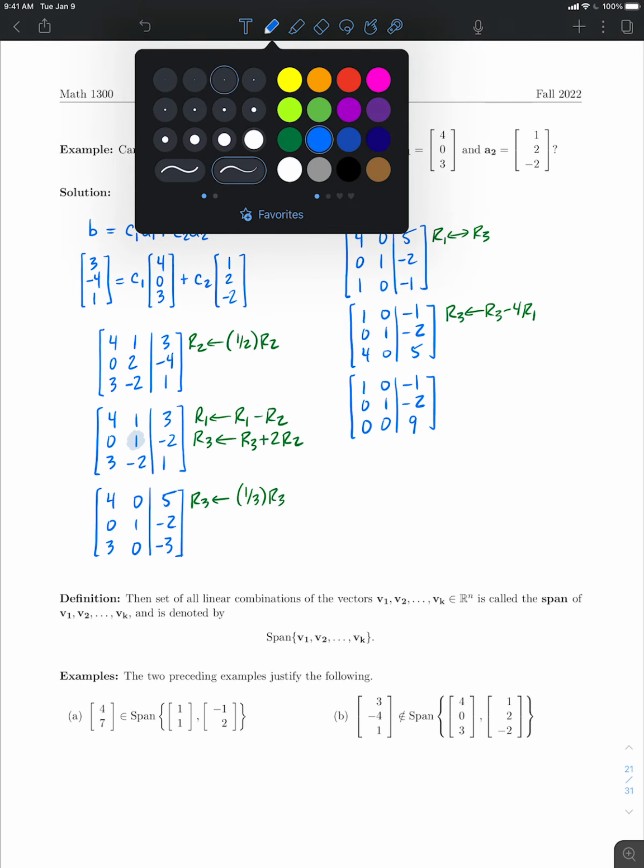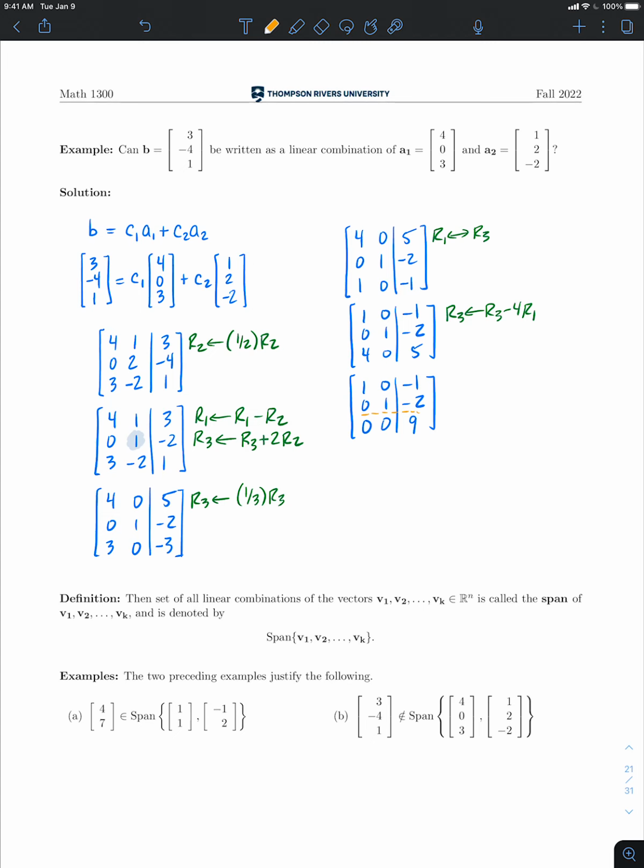And now you see there's one of those contradictory rows, right? Because this is equivalent to the equation 0c1 plus 0c2 is equal to 9. So I'm just going to write contradiction. So that means there's no solution. Therefore, this is impossible. It's impossible to make this equation work, and therefore the answer is no. B is not a linear combination of a1 and a2.